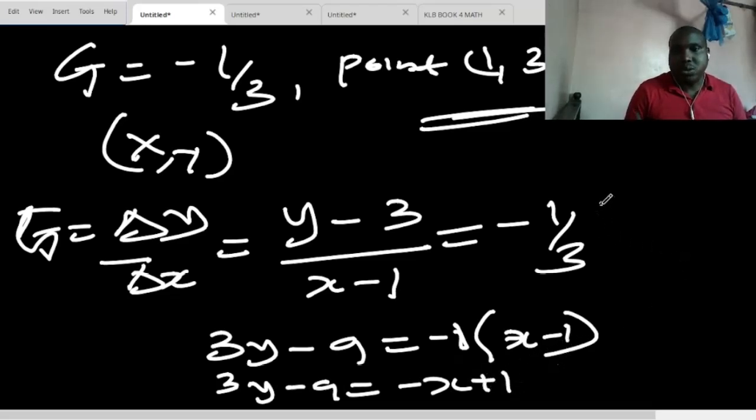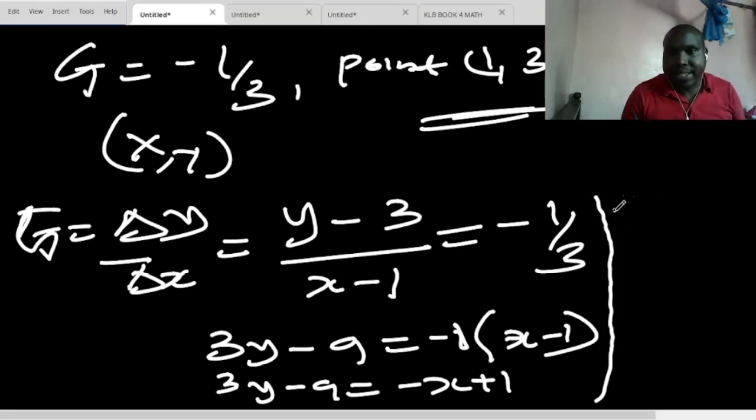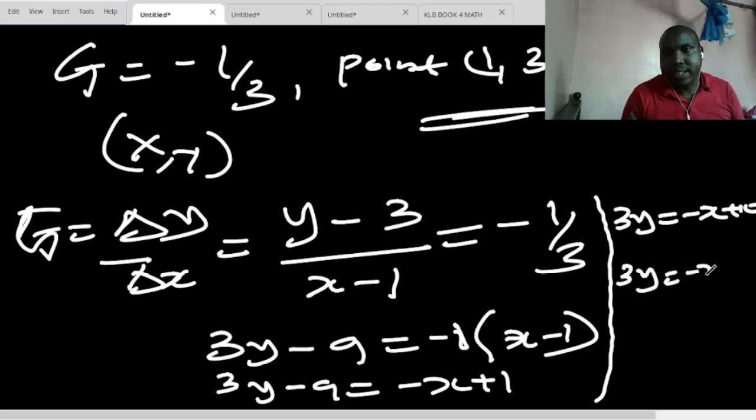Very important to note. So finally, we are going to have 3y is equal to, so this 9 goes to the other side, we will have minus x. When 9 crosses, its sign will be plus. So 9 plus 1 will be plus 10. So the equation is 3y = -x + 10.